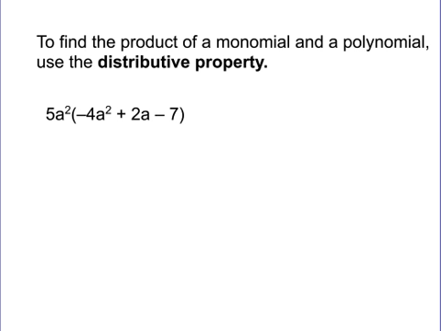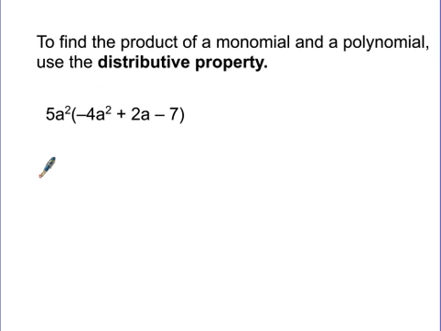Here we go. To find the product of a monomial and a polynomial, use the distributive property. You guys understand how distributive property works. You've been doing this for a while now. All you have to do is multiply each of the terms inside the parentheses by the term that's outside the parentheses, right? So 5a squared times negative 4a squared.